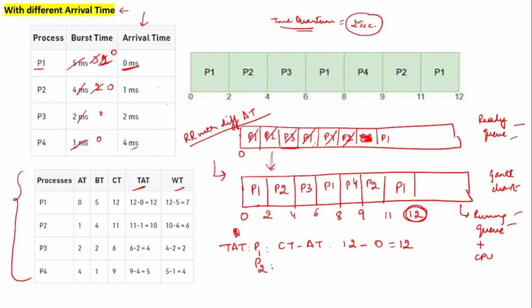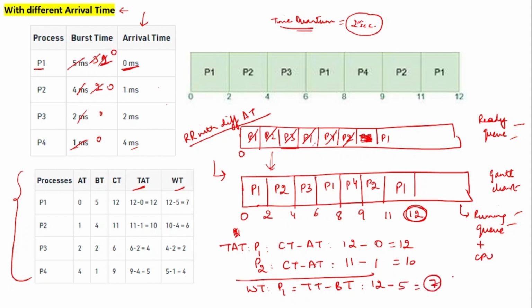Again, turnaround time for P2 is completion time minus arrival time, which is, P2 completed at 11 milliseconds, minus its arrival time, which is 1. So that makes it 10. And similarly for P3 and P4 we can calculate. Now the waiting time. Similarly, the waiting time for P1 would be turnaround time minus the burst time. So turnaround time is 12 for P1, minus the burst time of P1, which was 5 milliseconds, which makes it 7. Right, so this is how we are calculating the turnaround time and the waiting time of the different processes.